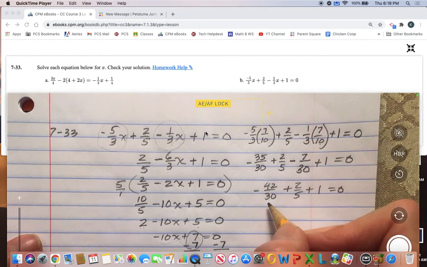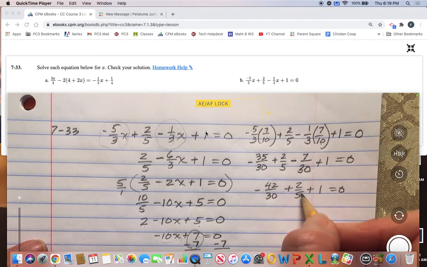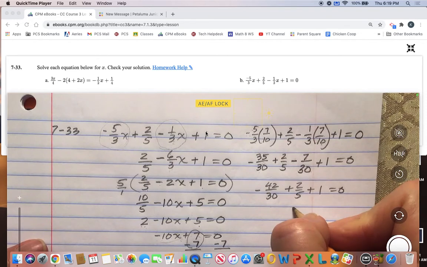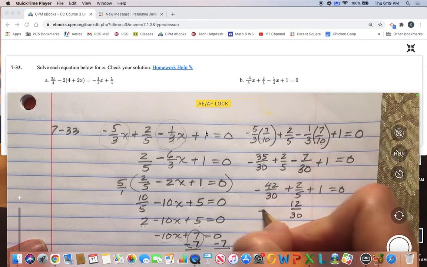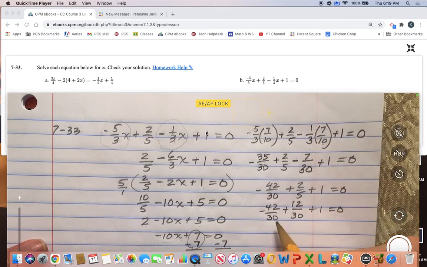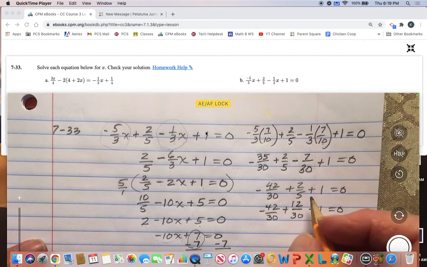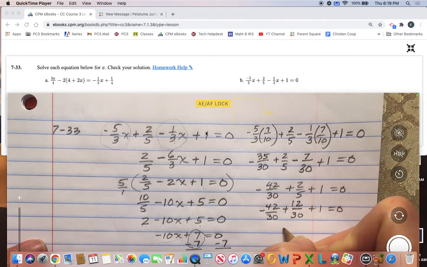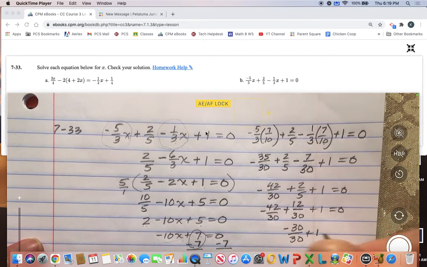Okay, so in order to resolve this, I better turn these into 30ths. So 5 goes into 30 6 times. So 6 times 2 is 12. And then we've got our negative 42/30 over here, and plus 1 equals 0. All right, so if I combine these two, a negative 42 and a 12, that will be negative 30 over 30. Plus 1 equals 0.